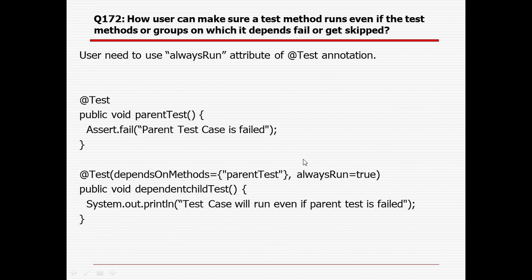In case my parent has failed, it will still run, because I have used the syntax alwaysRun attribute equal to true. Though my child test also depends on my parent test, here I have set that particular attribute to true. So that's how we can make sure that in case any method depends on another method or group, and that parent or dependent group fails, we still want to run the child one, so we need to use the alwaysRun attribute and set it to true.